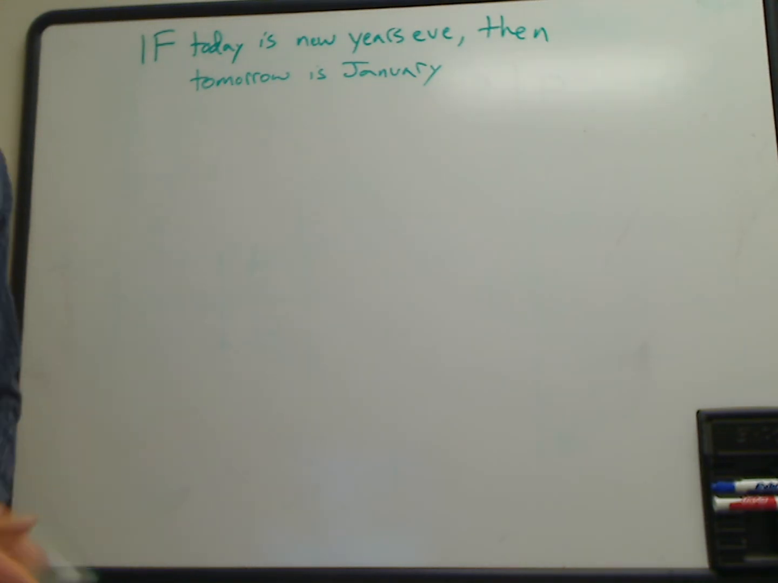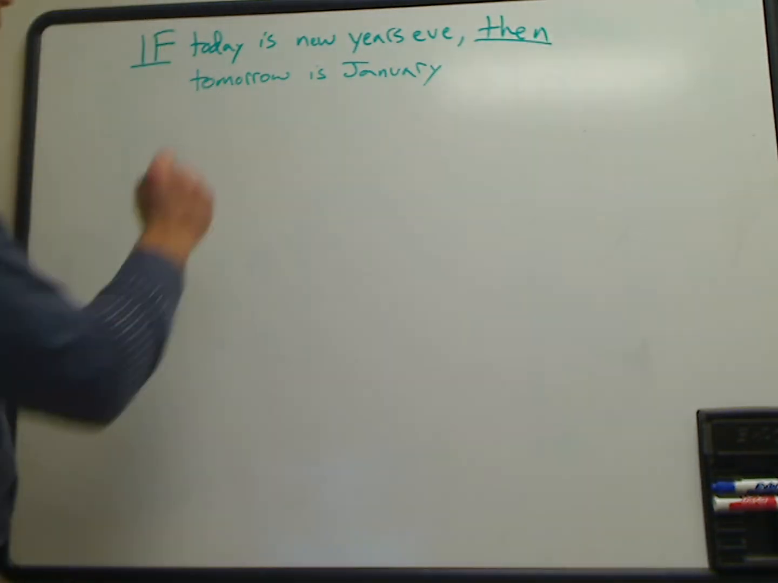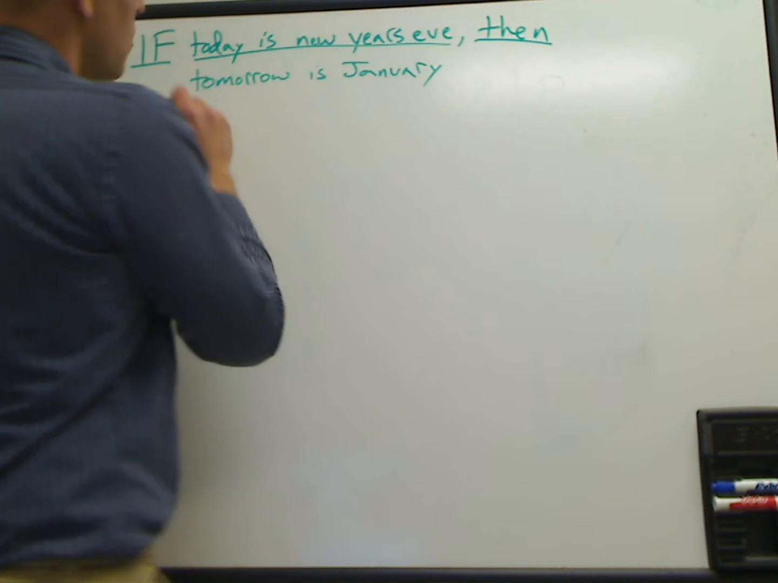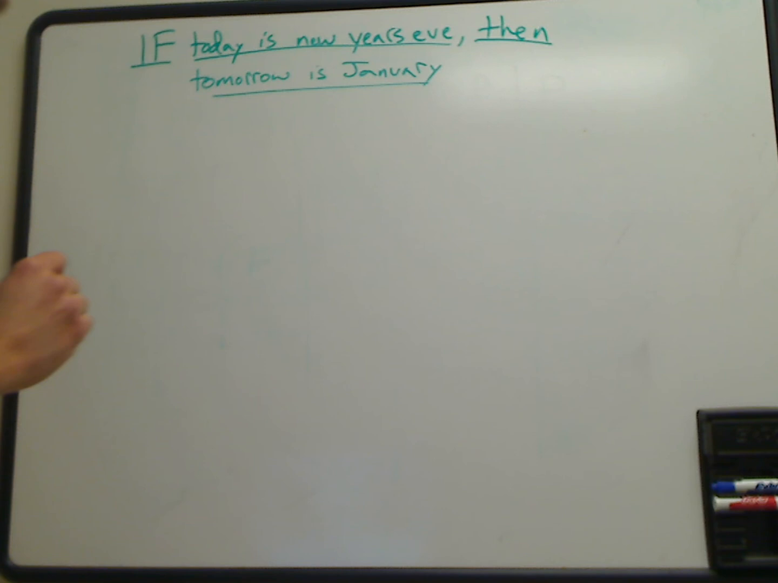So in this lecture, I want to tell you about the four different types of statements we can have. I've written a conditional statement up on the board here: if today is New Year's Eve, then tomorrow is January. We know this is a conditional statement because it has the traditional if-then form. We have a premise, which is today is New Year's Eve, and a conclusion, tomorrow is January. Both the premise and conclusion are propositions, therefore this is a conditional statement.